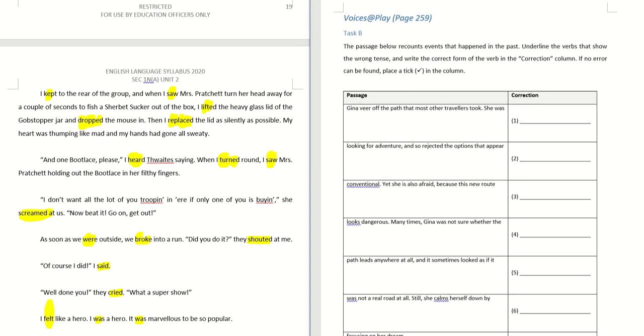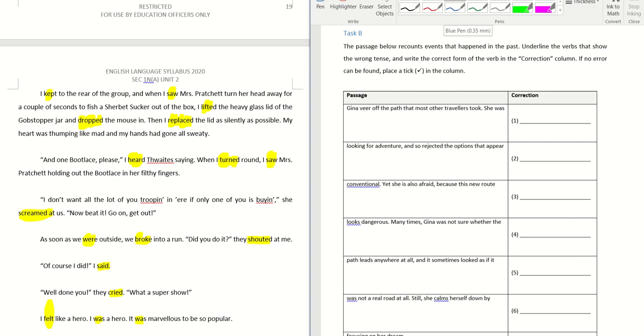On the same page, 259, voices at play. We're going to start on task B now. The passage below recounts events that happened in the past. Underline the verbs that show the wrong tense. Write the correct form of the verb in the correction column. If no error can be found, place a tick in the column. Okay, so I'm going to use a red pen.